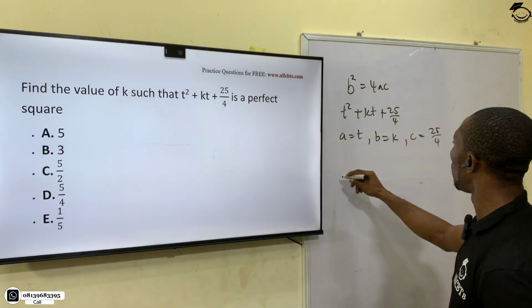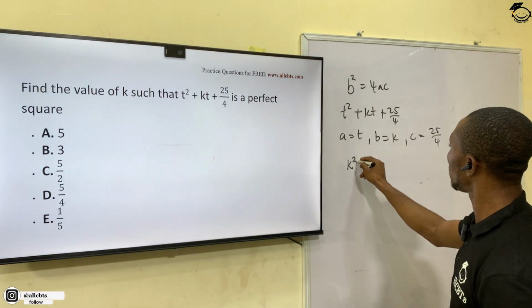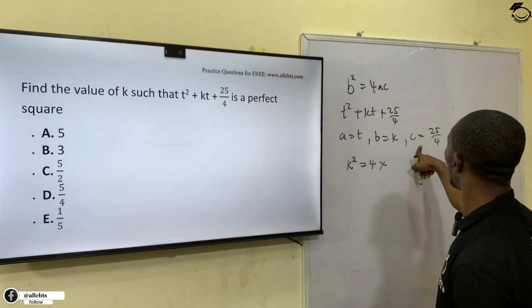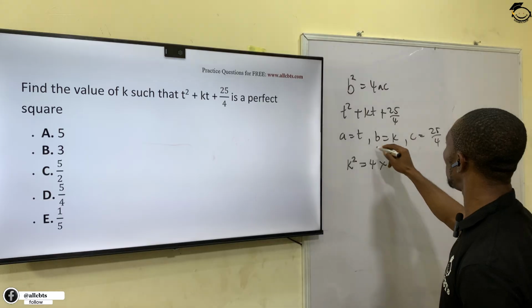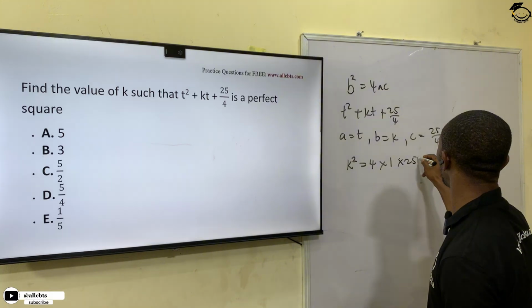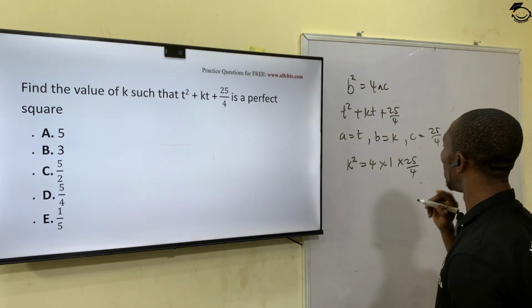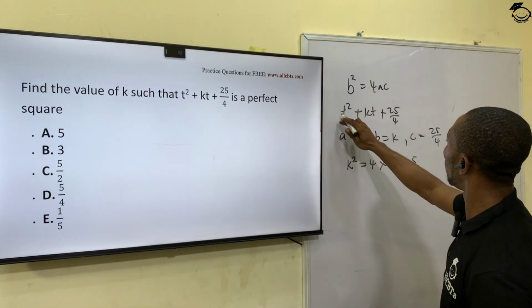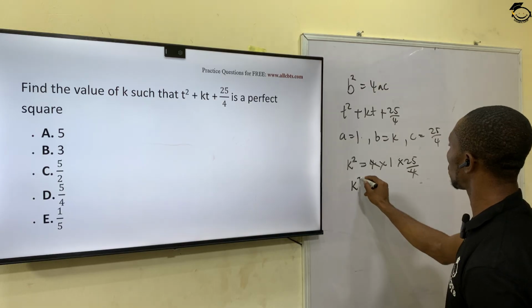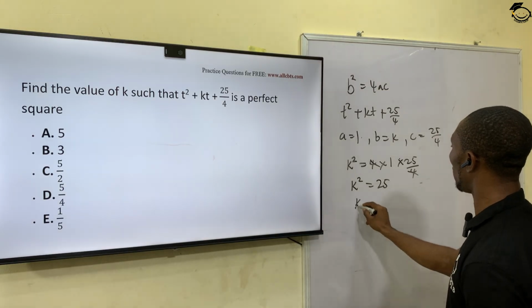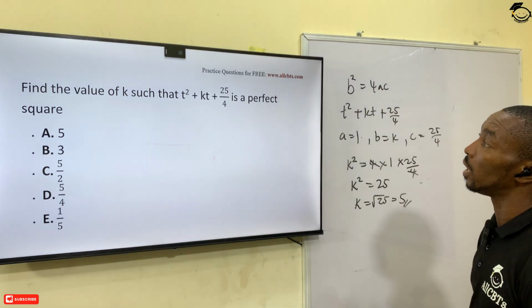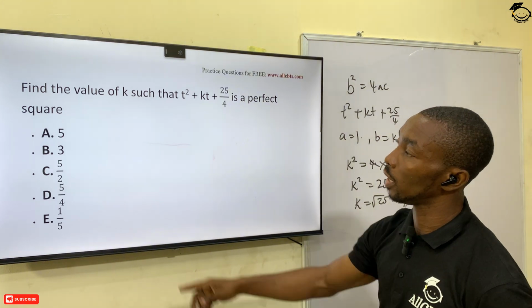Now applying here, we have this as k squared equals 4 times what? Our a is 1, plus times our 25 over 4, which is c. Now our a here will be 1 since there's no value for t here. So this becomes 4 cancels 4, leaving us with k squared equals 25. So the value of k will be root of 25, which gives us 5. So the value of k that makes it a perfect square is 5.